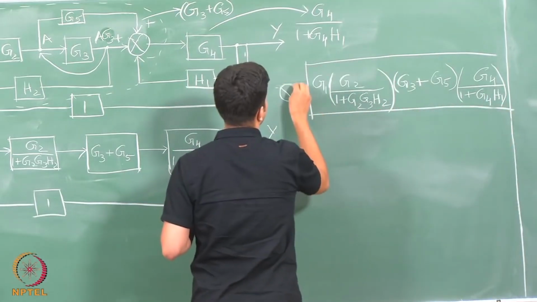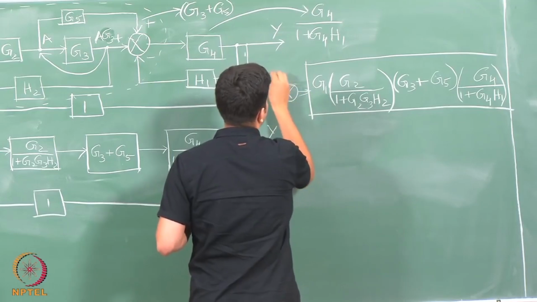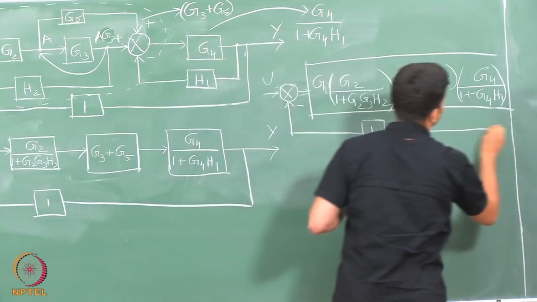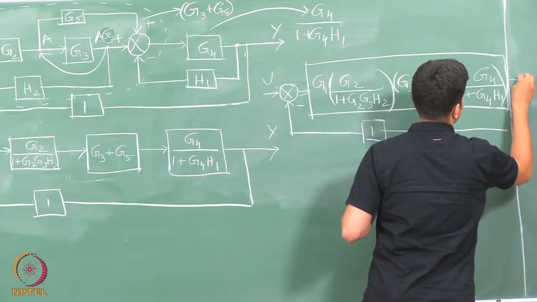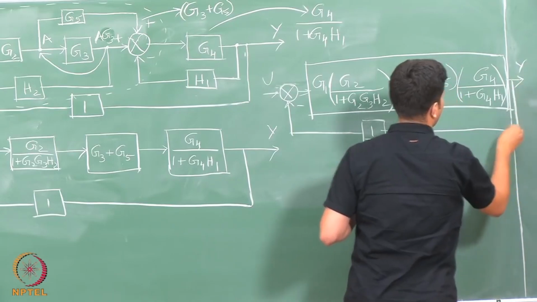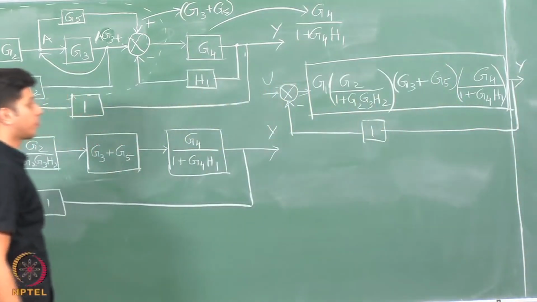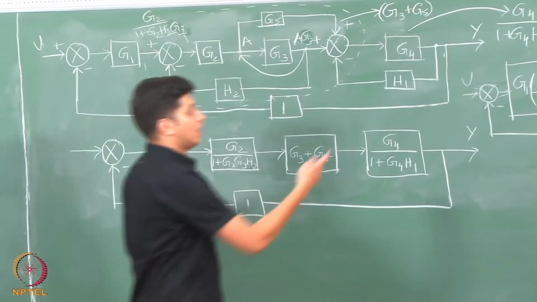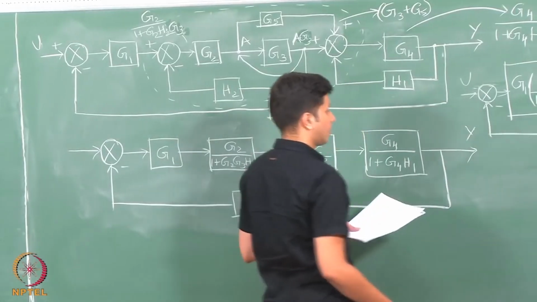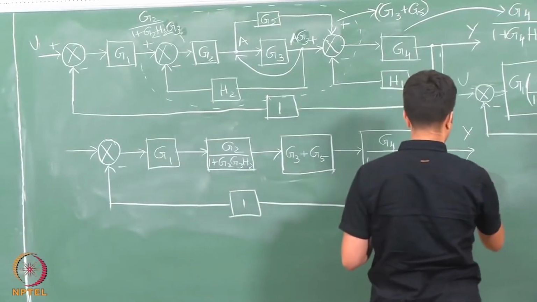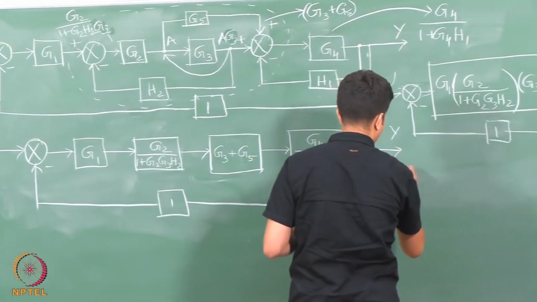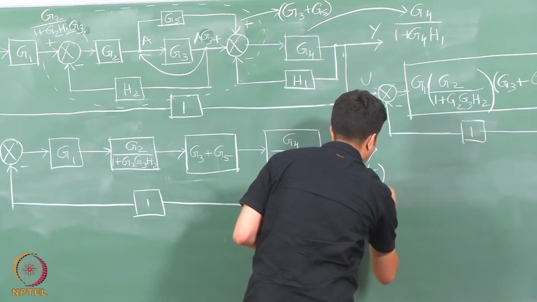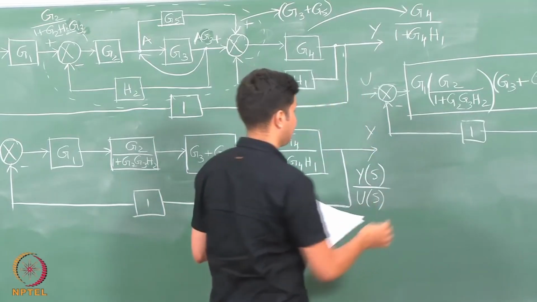I can just add a unity feedback to this. So, now I have a very simple feedback loop and I can apply the feedback loop formula and get the transfer function. So, the overall transfer function will be like this. I am doing all the simplification and then giving you the final answer. You can do the simplification yourself and check.